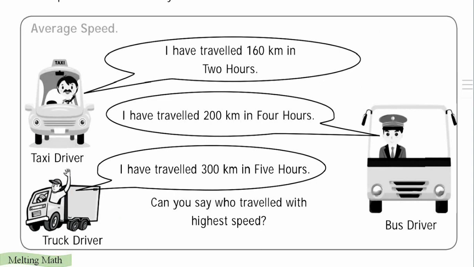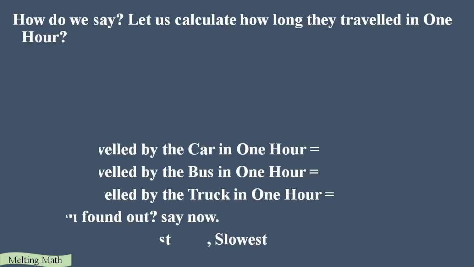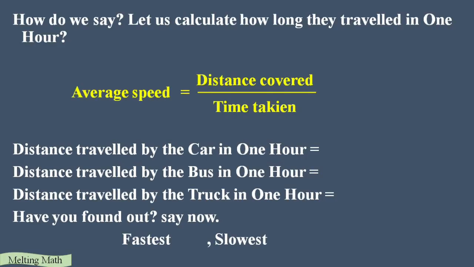Next, see this image, we have to find the average speed. Here, a taxi travels 160 km in 2 hours, a bus travels 200 km in 4 hours, and a truck travels 300 km in 5 hours. We have to find which vehicle is going fast and which is going slow. For finding it, we have to find the average speed of each vehicle. For that, one formula is there: average speed is equal to distance traveled divided by time taken.